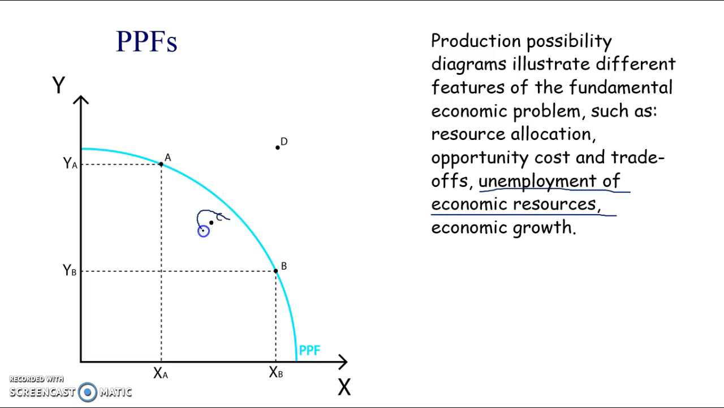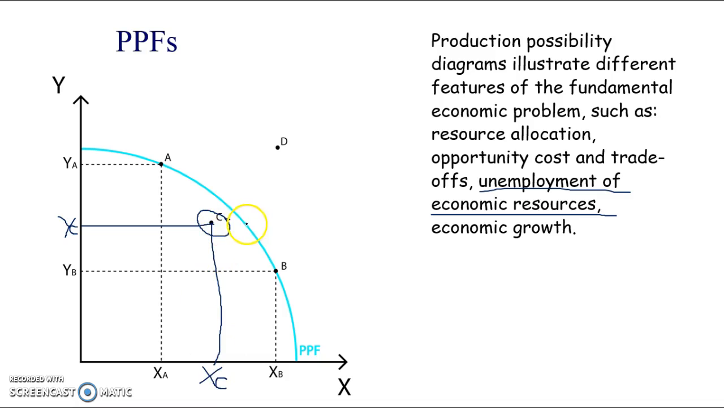So point C shows unemployment of some of these economic resources, because we could, this would be YC, produce more of both Y and more of X.